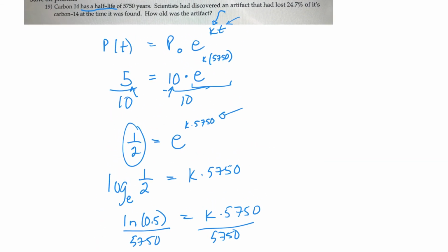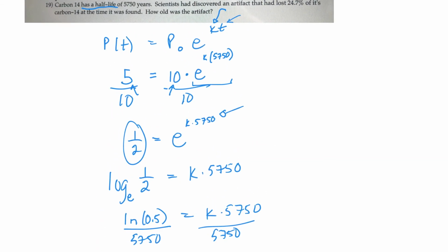Okay, so now let's look at the next part of the question. I'll do it in red. So they say they discovered an artifact had lost 24.7% of its carbon-14. How old was the artifact? This tells me they've lost that much, so they must have started at 100. That'll be my P0. If they lose 24.7, that's got to be 75.3 remaining. That'll be my P of t.